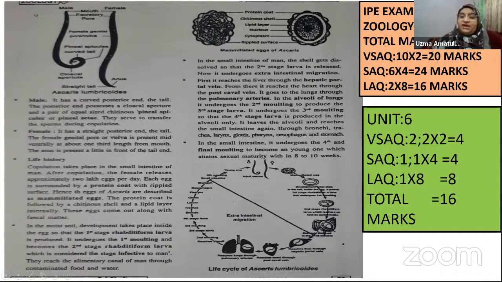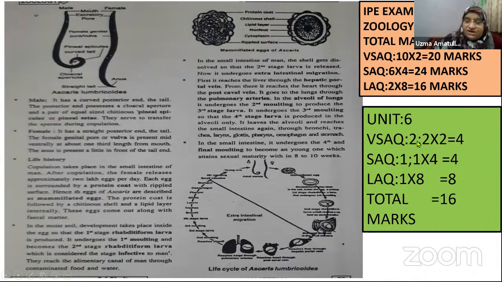Now, the IPE exam in zoology will carry 60 marks. Very short answer questions are 10 in number, each carrying 2 marks, so altogether 20 marks. Short answer questions are 4 marks each, and you have to attempt 6, so 6 into 4, that is 24 marks. And LAQ, the long answer questions, carry 8 marks each, and you have to attempt 2 questions, so 2 into 8, 16 marks. So 16 plus 24 plus 20 makes 60 marks for zoology.